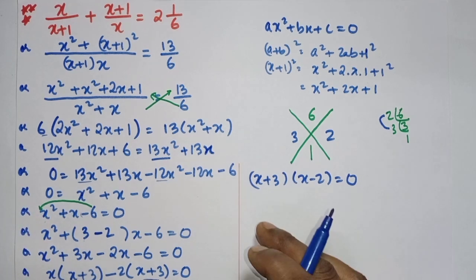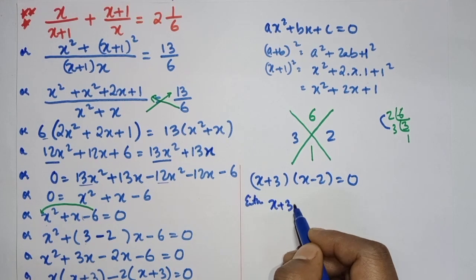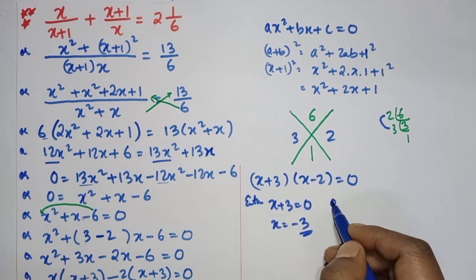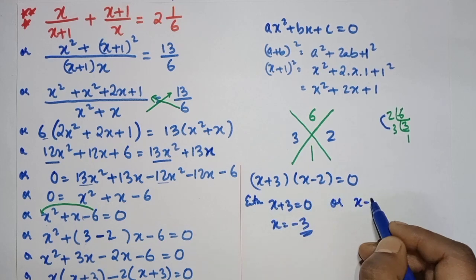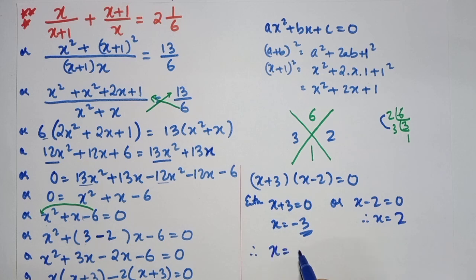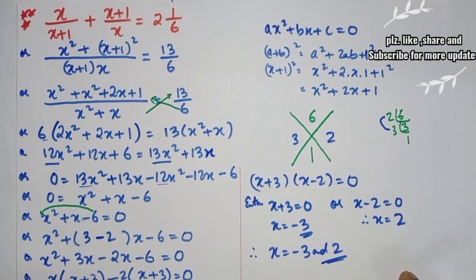Now what you have to do? Step number 3, either or, we have to equate. So either x plus 3 is equal to 0, that means x equals to what I'll get? Minus 3. Or this we have to equate. So x minus 2 is equal to 0, therefore x equals to 2. So therefore I got the two values, x equals to minus 3 and 2. So I got the final answer, and this carries 4 marks.